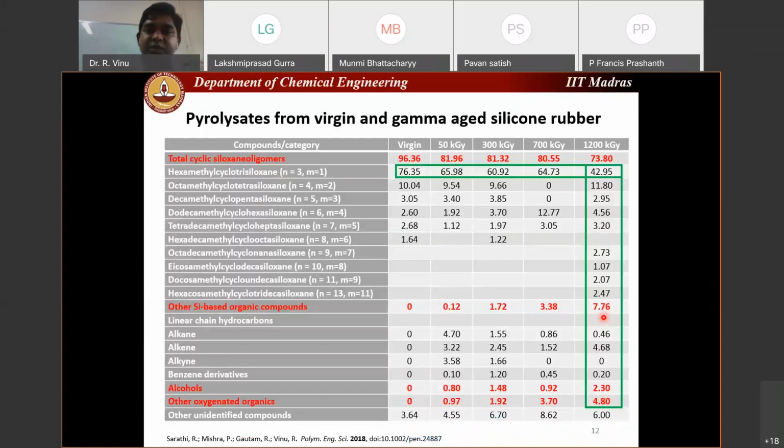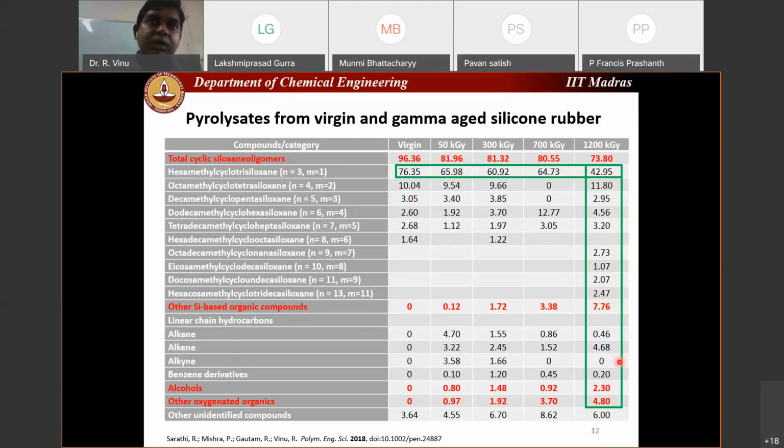This is a typical product spectrum. I would suggest you look at the red and the green boxes here. You can see that from virgin to the aged material, the cyclic siloxane oligomers change: the larger cyclic oligomers increase, whereas the smaller cyclic oligomers significantly decrease as you age the material. Similarly, you can see that a lot of alcohols and other oxygenated products form.